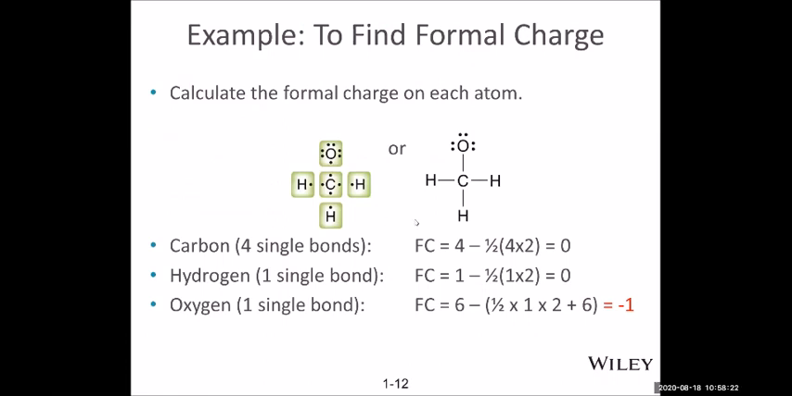So here is an example of how to calculate formal charge. This is a Lewis structure, and we calculate the formal charge one by one. So start from carbon, this carbon. The number of valence electrons for the carbon is its group number, which is 4.